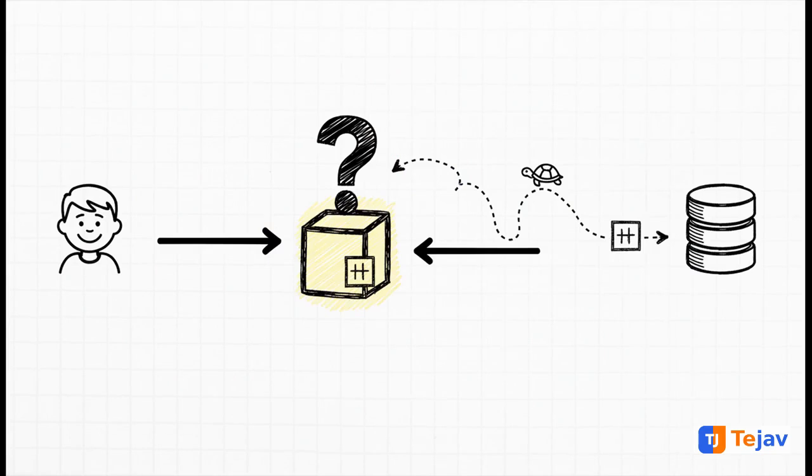But what if the data isn't there? Well, that's a cache miss, and it means we have to take that longer trip back to the main library, to the database. But here's the really clever part. On the way back, we're smart. We grab that data, make a copy, and put it into the cache. Why? So the next person who asks for it gets a super fast cache hit.